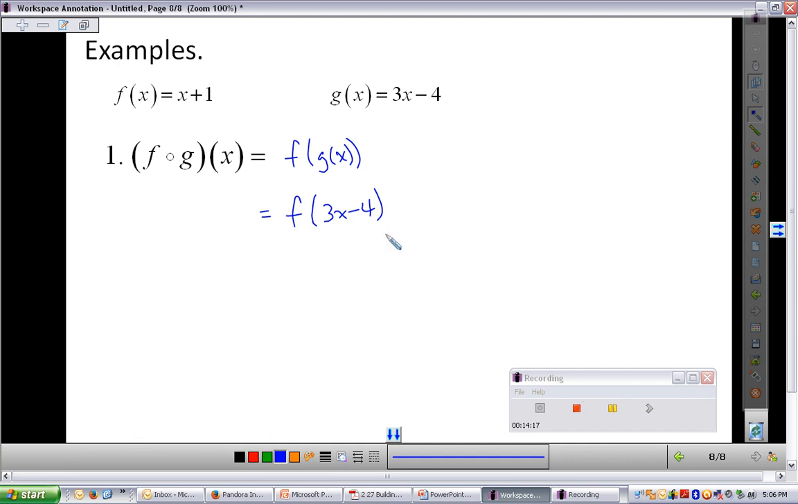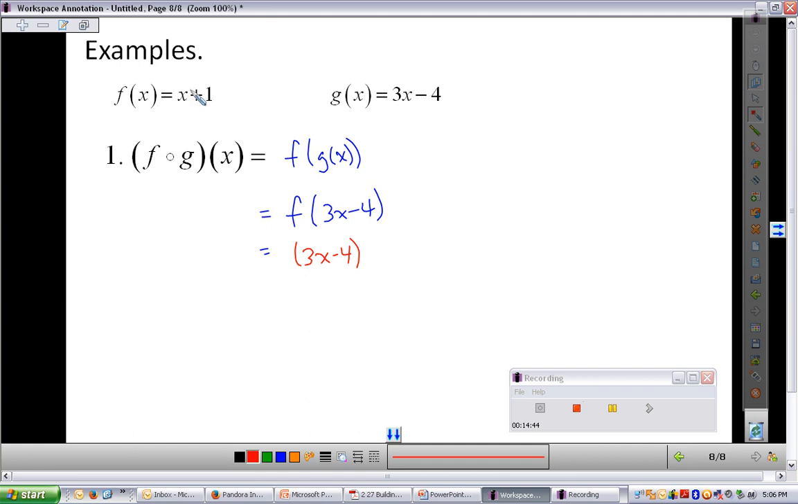is 3x minus 4. So this tells me, just like in my previous examples where I took something and plugged it in for x, now I can see what I'm plugging in for x. I'm plugging this 3x minus 4 into the f function for x. So what that's going to look like now, I have my function x plus 1. This goes in the place of x. Let's change colors on you here.